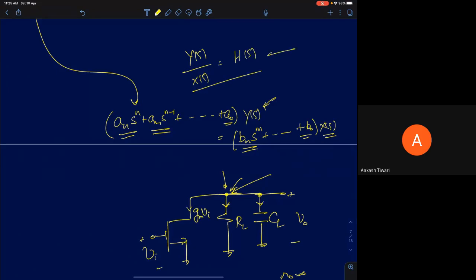Now the ratio of output by input, Y of s by X of s, is what we call the transfer function. It's very important for us to know the transfer function of a system, because we just discussed a few moments ago, if you know the transfer function H of s completely, then you know everything that you need to know about the system. For a linear time invariant system, a transfer function contains every information that you need to know about the system.